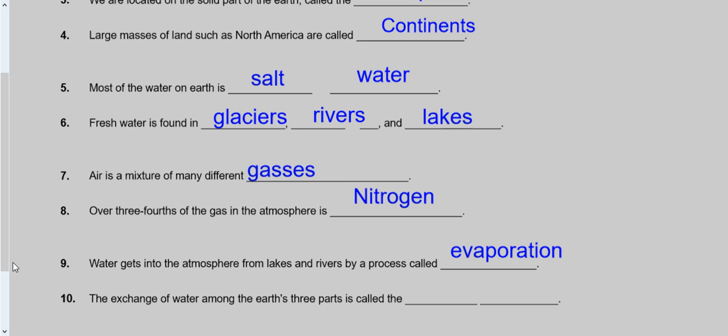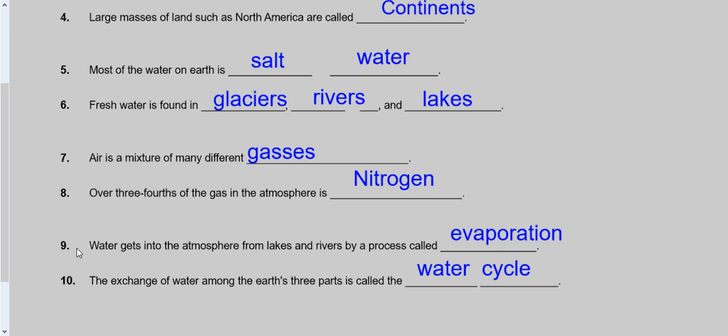Finally, the exchange amongst water of all 3 parts of the Earth is known as the water cycle. So water goes up into the air through evaporation, falls back down through precipitation. Those are the 2 main components of the water cycle. In our next lesson, we're going to take a look at how the sunlight in the form of heat influences the formation of weather on the planet.